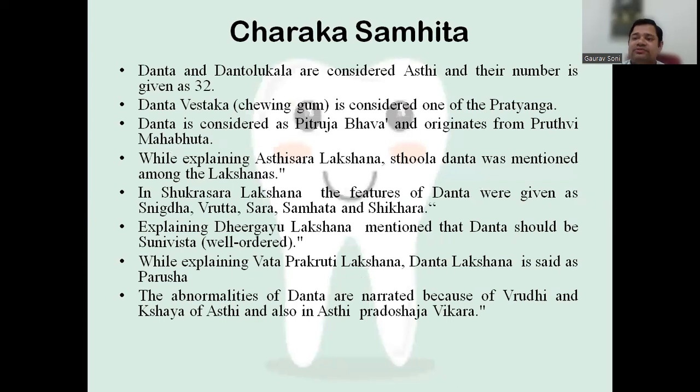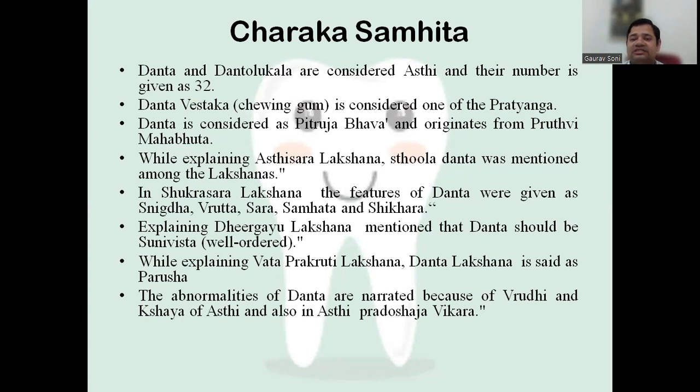Then we are going to talk about some references regarding teeth, that is Dant, in various Samhita. First we are going to talk about Charak Samhita. Dant and Dant Lukhal are two terms used which are considered to be Asthi, and their number is given as 32. Dant Vestaka, the gums, is considered one of the Pratyanga. Pratyanga are the accessory parts of the body, other than the six basic parts, that is Shadanga. Dant is considered as the Pitraj Bhava, originating from Prithvi Mahabhuta dominance.